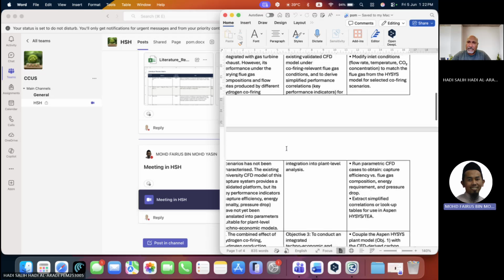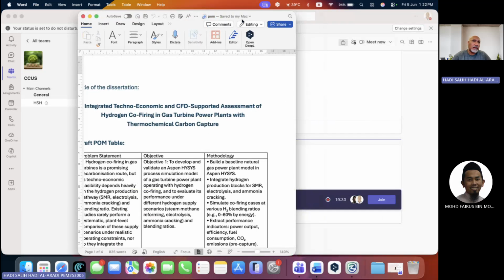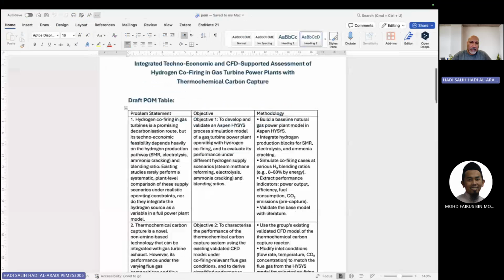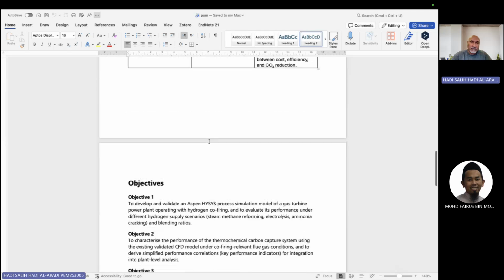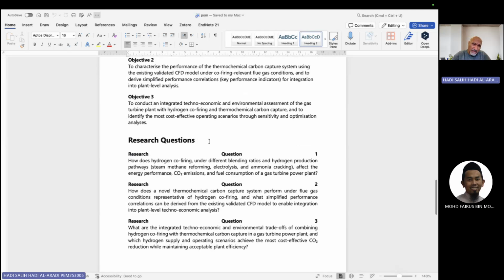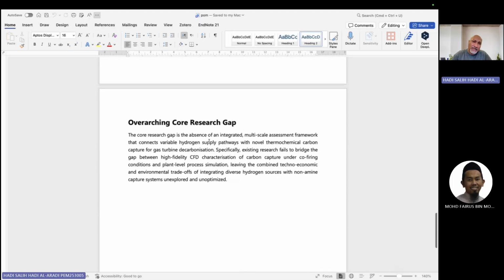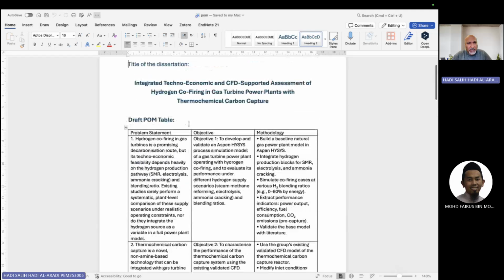Yes, I can see it. Yeah, so this is the POM table, and I sent you the final copy through Teams. I put at the end of the POM table the objectives and research questions, and then the overarching core research gap. So let's talk firstly about the POM table.